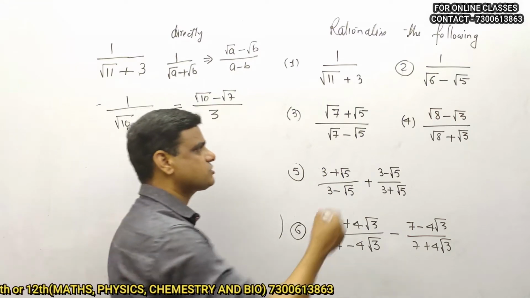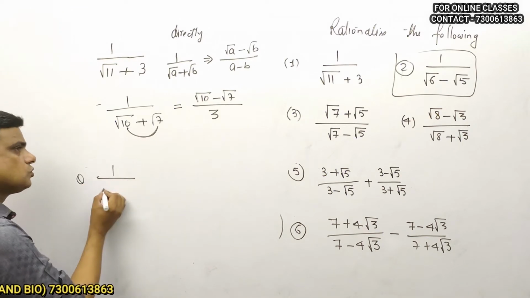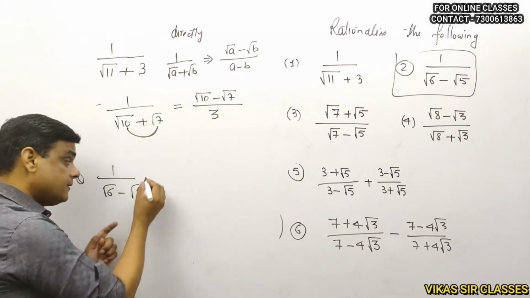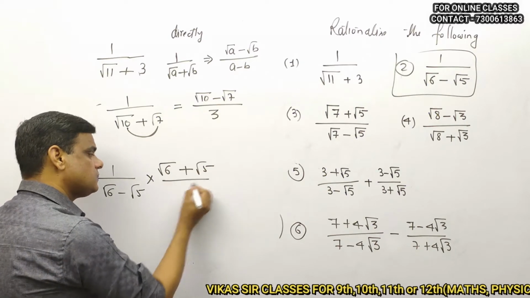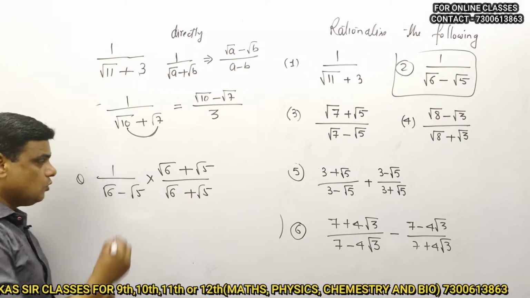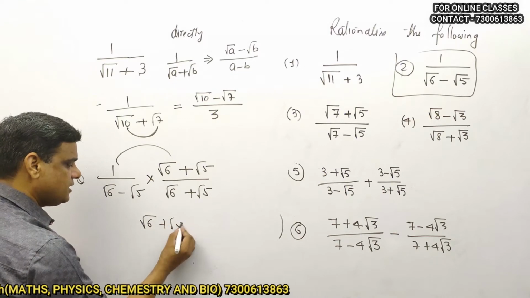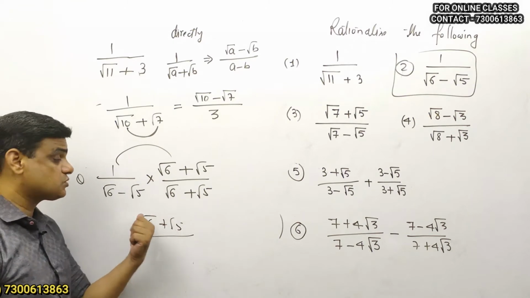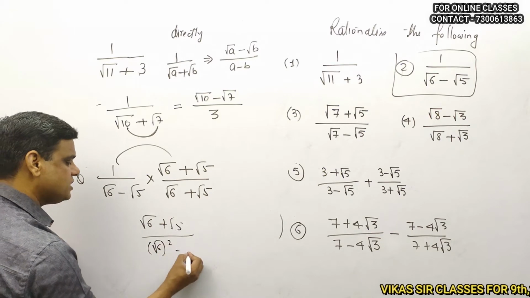Okay, now let's take the next question. The next question is 1 upon root 6 minus root 5. Now you can solve it directly. What we have to do is multiply the number by the conjugate in the numerator as well as in the denominator. 1 into root 6 plus root 5 will be root 6 plus root 5, and here root 6 minus root 5 into root 6 plus root 5 means a minus b into a plus b. The answer will be a square minus b square.